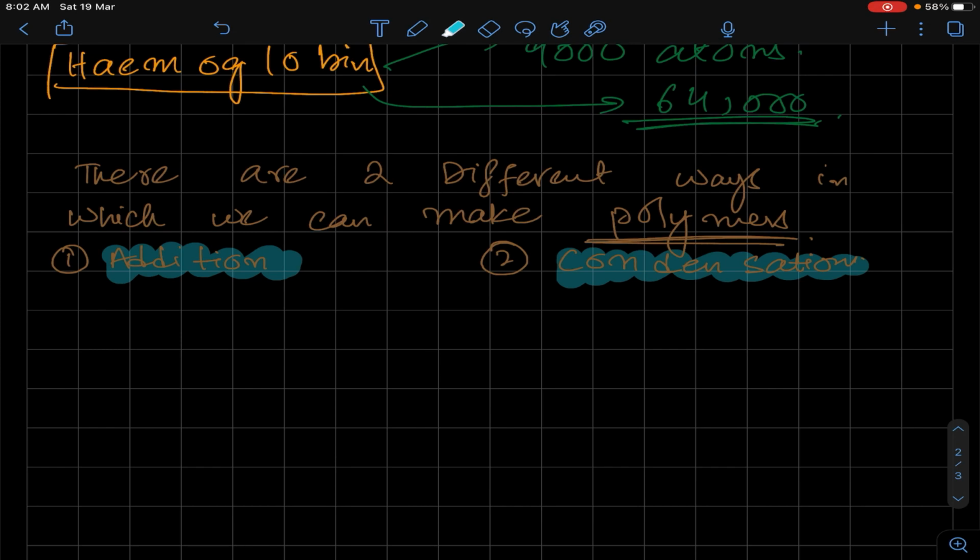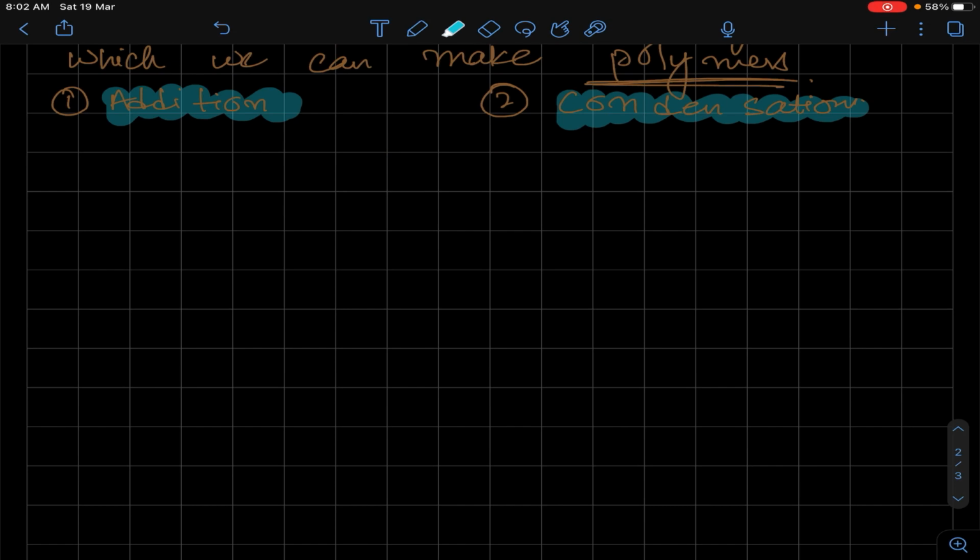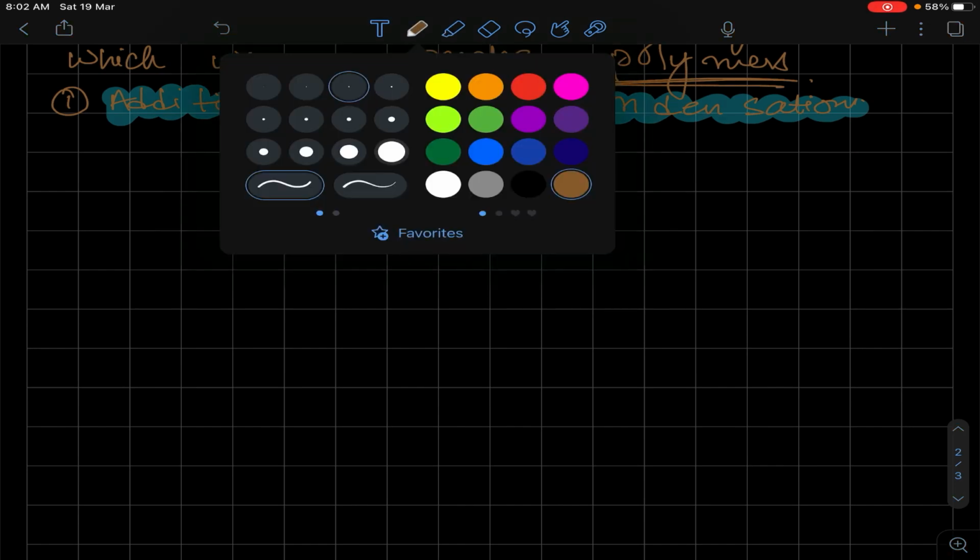that there are two types of polymers, natural and synthetic, right? Natural polymers, for example, protein, carbohydrates, fats, they are natural polymers. And polythene, nylon, they are condensation polymers. So we would talk about them as well. But first, let's just talk about the addition polymers, that what are addition polymers, right?